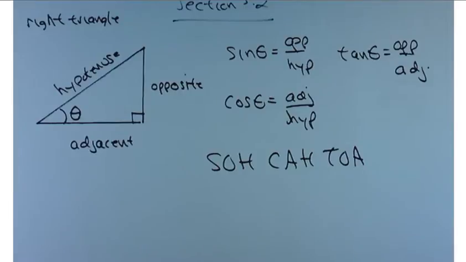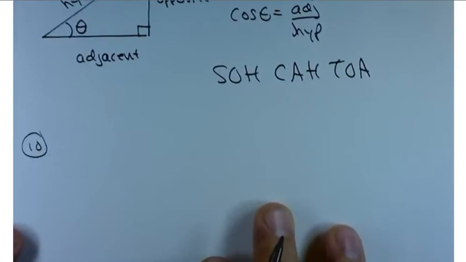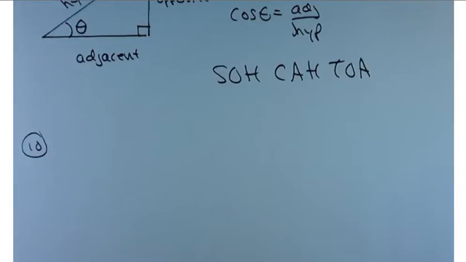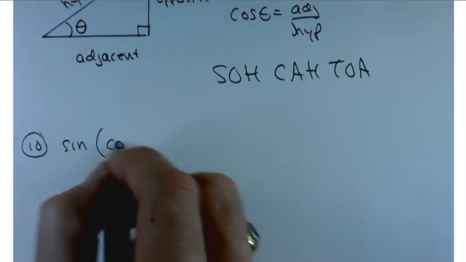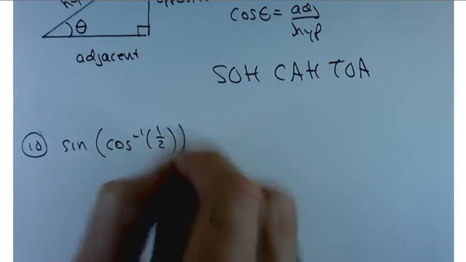Now we're going to use these things to help us construct triangles and then answer questions based on these triangles. And let's start out with kind of a friendly one, and that would be problem number 10. Actually, the first couple will be more on the friendly side. Page 198. So this is section 3.2 now. So sine of the cosine inverse of 1/2.